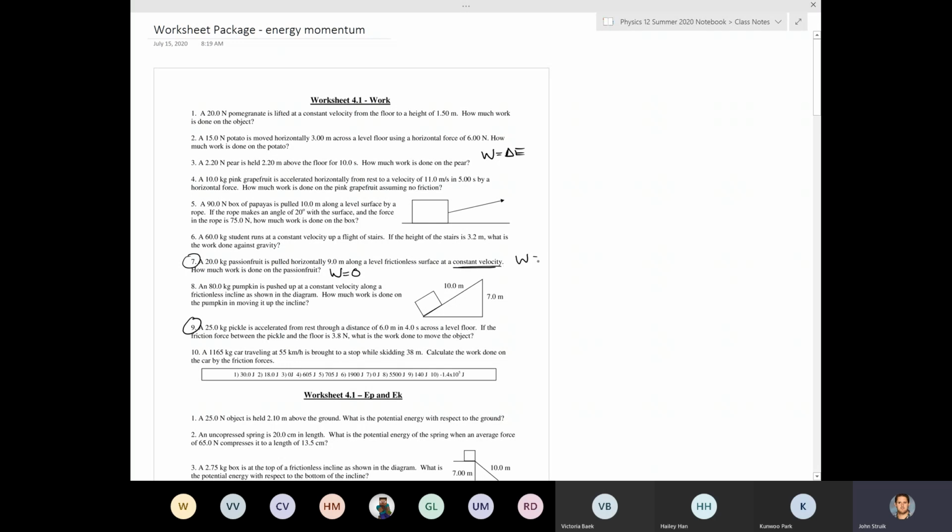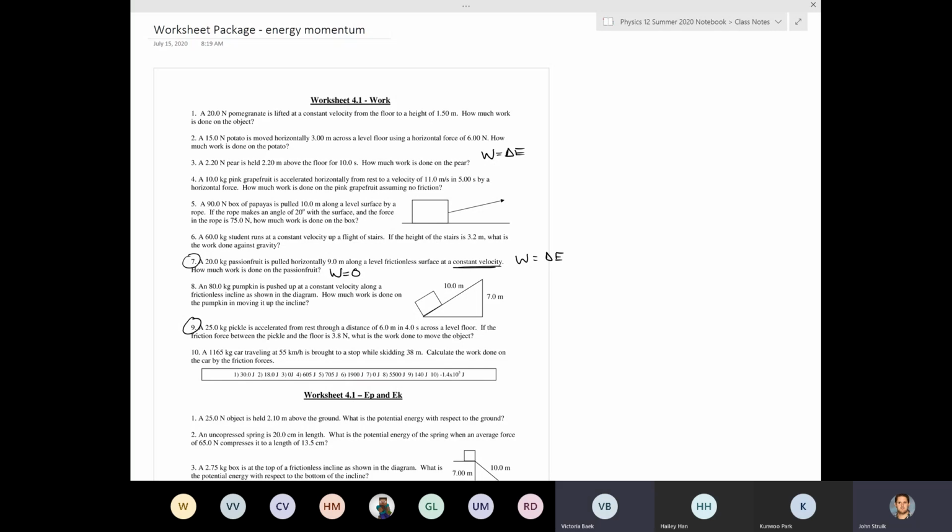So if you look at your work equals delta E, the energy that would be changing is kinetic because it's not going up or down. But because it's a constant velocity, velocity is the same. So therefore your initial kinetic energy and your final kinetic energy are the exact same thing. So work is just 0. Does that make sense?